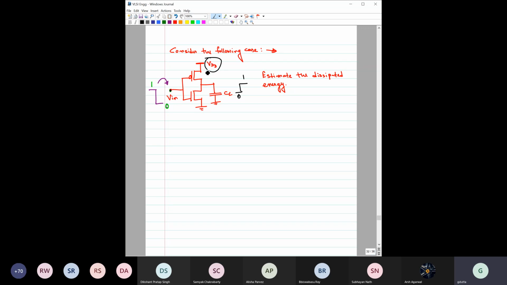So we are considering whatever energy is coming from this VDD, and that is being dissipated here. So basically now you are considering a path which is this, during this charging process.